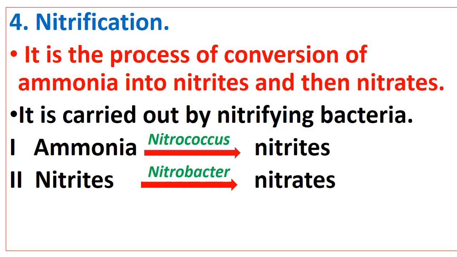Fourth is nitrification. It is the process of conversion of ammonia into nitrites and then nitrates. Okay, first ammonia is converted into nitrites by Nitrococcus bacteria, and then nitrites is converted to nitrates by Nitrobacter, and these are nitrifying bacteria. So this is nitrification process.